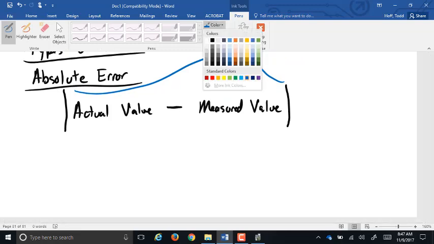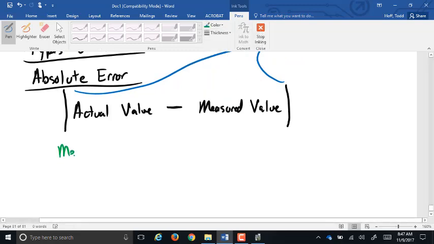So let's say we measure something at 12 and 7/8 inches. Its actual value is 12 and 13/16 inches.